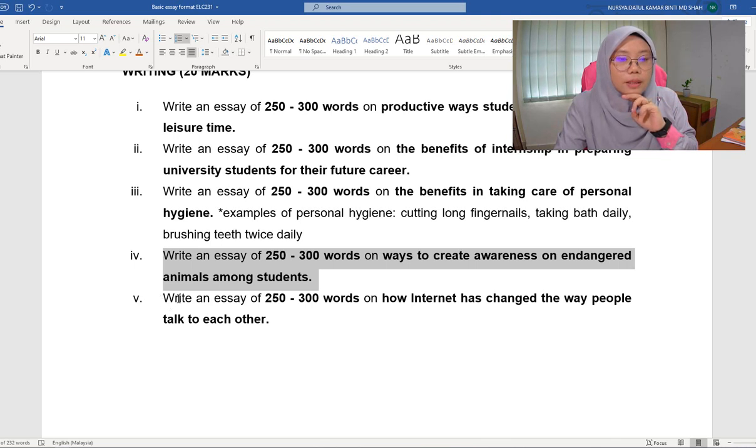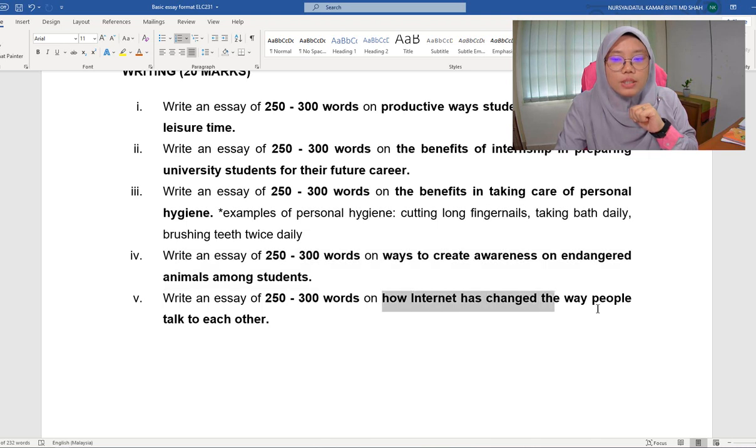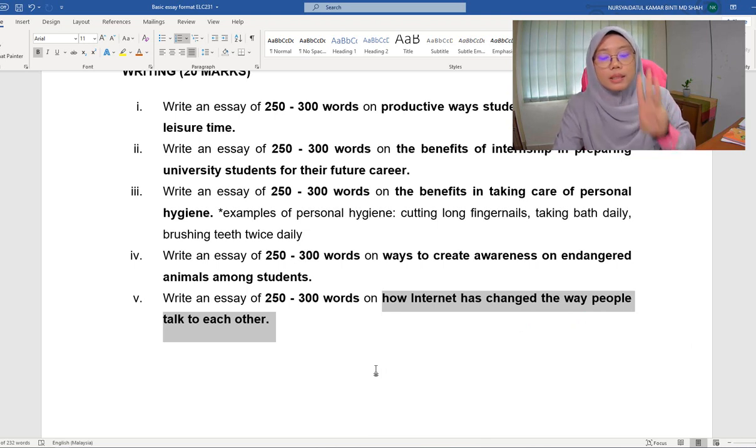And the last example here is: write an essay on how the internet has changed the way people talk to each other. So you have to write 3 ways how the internet has changed the way people talk to each other. Okay, so before you start writing, you have to think of the points and the ideas, so brainstorm first.